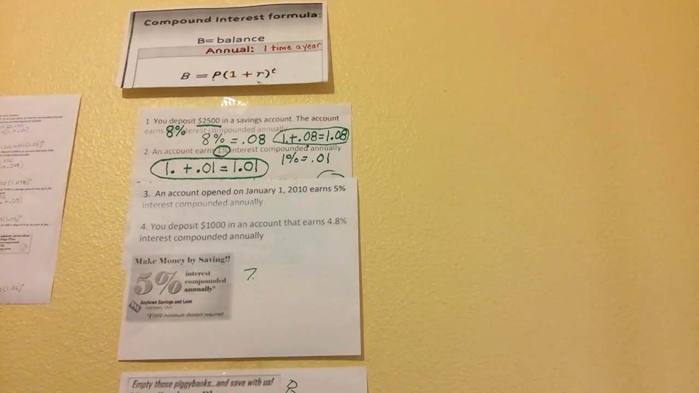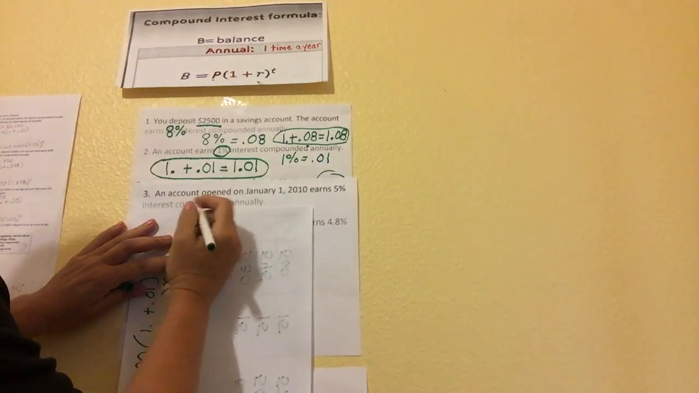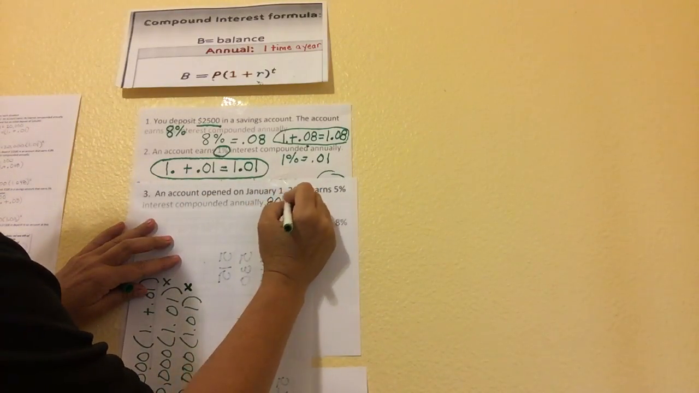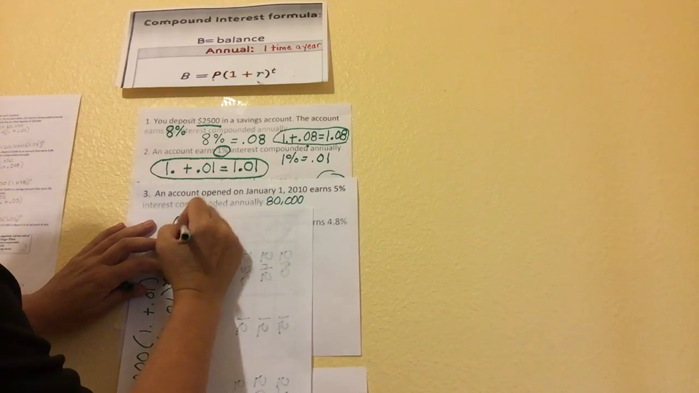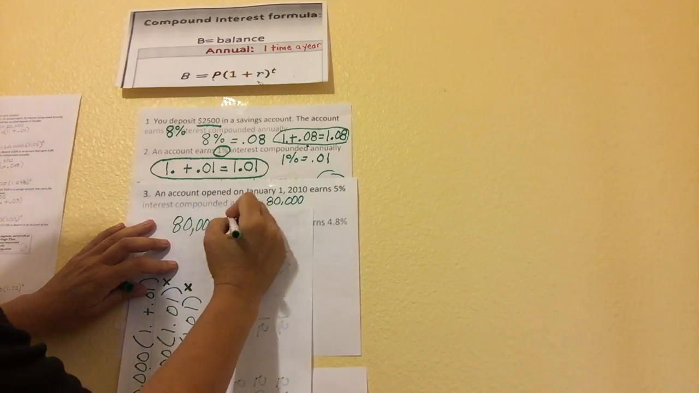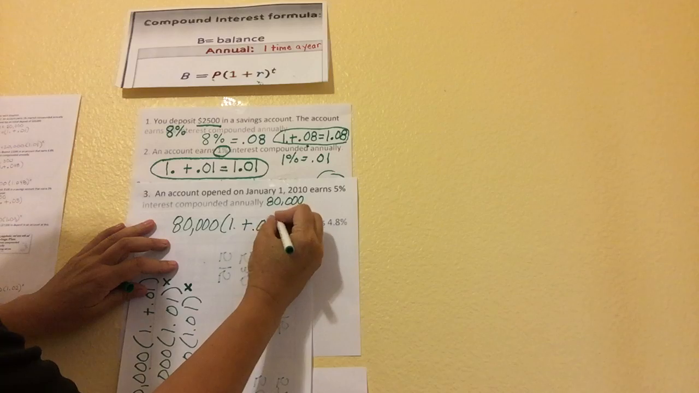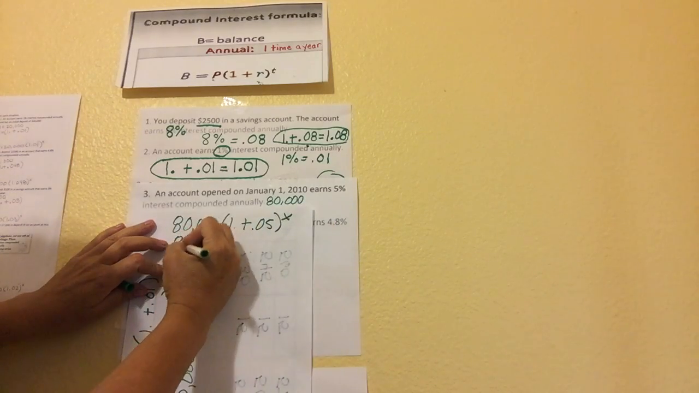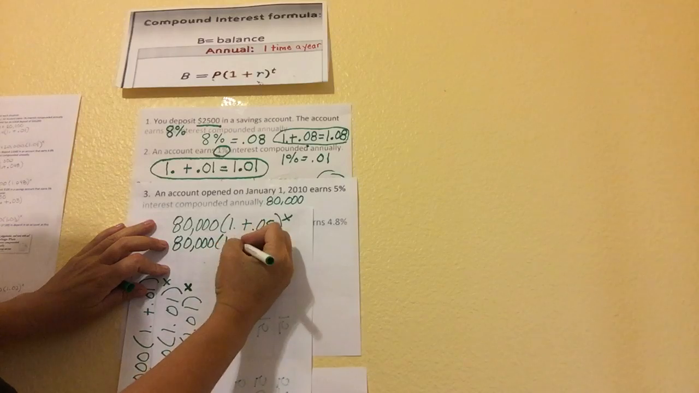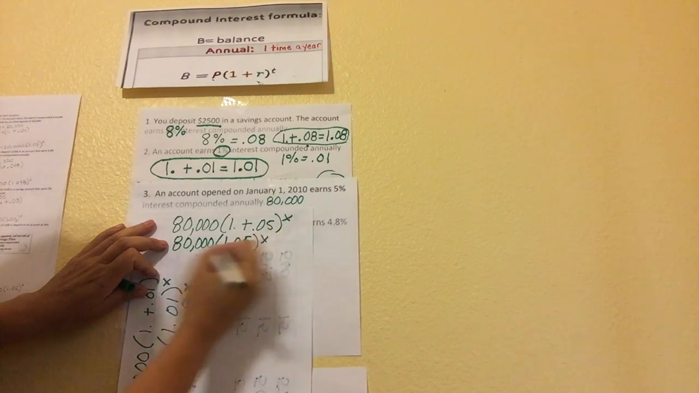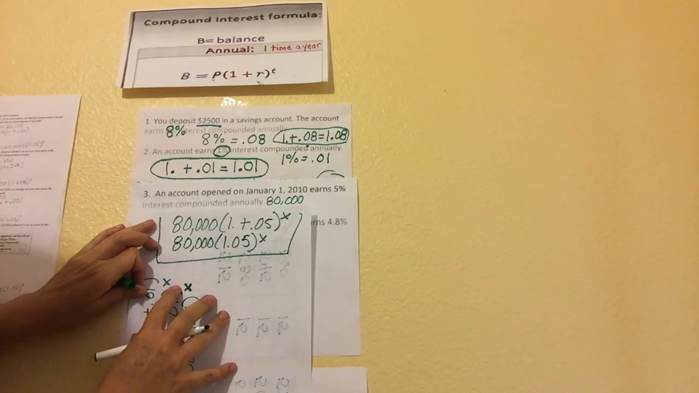Okay, for number 3, it says an account opened on January 1st, 2010, earns 5% interest compounded annually, and the initial deposit on that one is $80,000, okay? So let's put 80,000 here. So we have 80,000, 1 plus the interest rate, 0.05x. And then we'll just combine that. Okay, and this is for number 3.